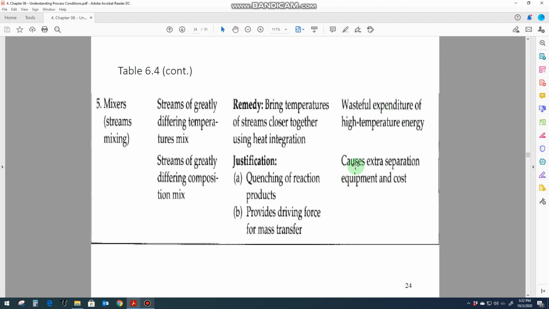The second thing is that it causes extra separation equipment and cost. When you mix different process streams, obviously different components mix. Some are required, some are not required. Then you have to use separation equipment to separate the required and the unrequired products.